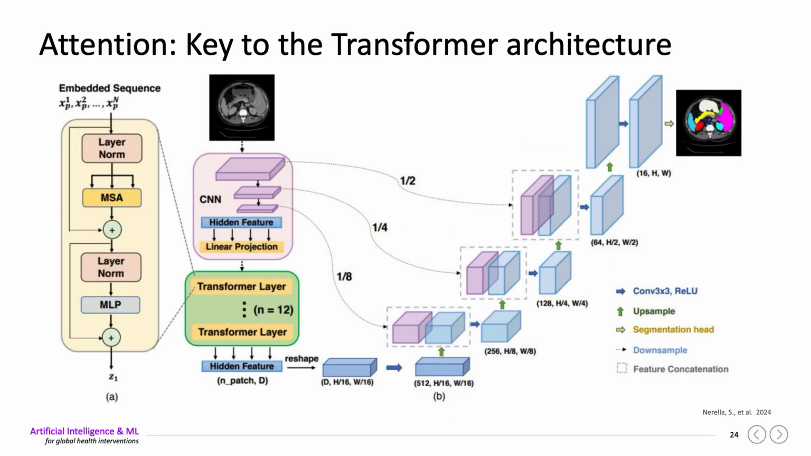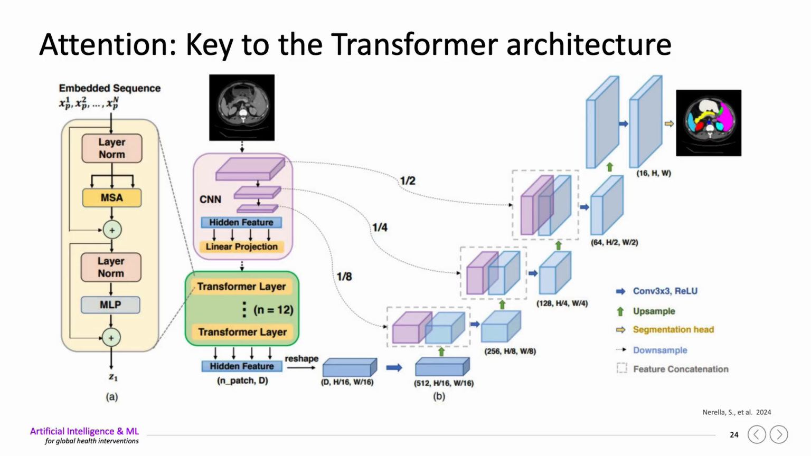This slide shows a hybrid CNN-transformer architecture for medical image segmentation, from Narella and colleagues in 2024. On the left is the transformer encoder block: layer norm, multi-head self-attention, labeled MSA, a residual add, another layer norm, an MLP, and another residual add, producing the output Z, operating on an embedded sequence of patches.